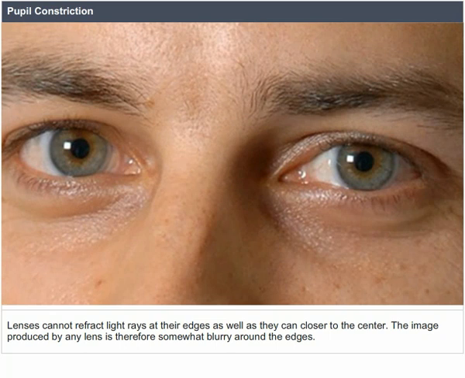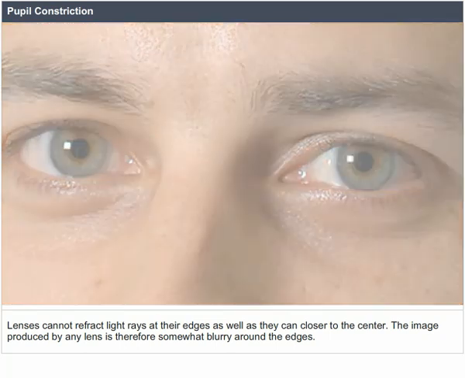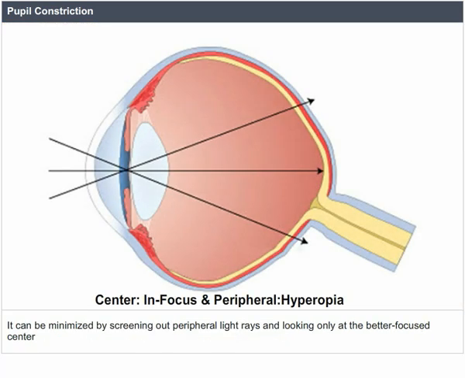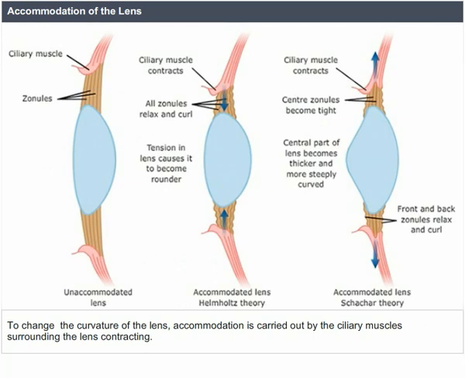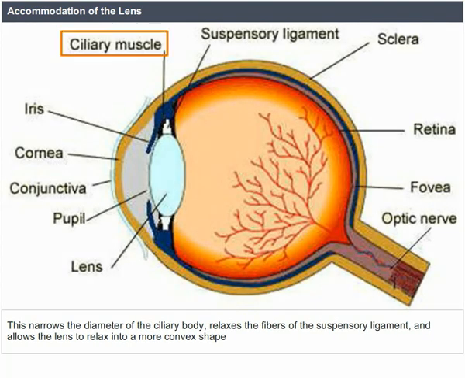Pupil constriction. Lenses cannot refract light rays at their edges as well as they can closer to the center. The image produced by any lens is therefore somewhat blurry around the edges. It can be minimized by screening out peripheral light rays and looking only at the better focused center. Accommodation of the lens. To change the curvature of the lens, accommodation is carried out by the ciliary muscles surrounding the lens contracting. This narrows the diameter of the ciliary body, relaxes the fibers of the suspensory ligament, and allows the lens to relax into a more convex shape.